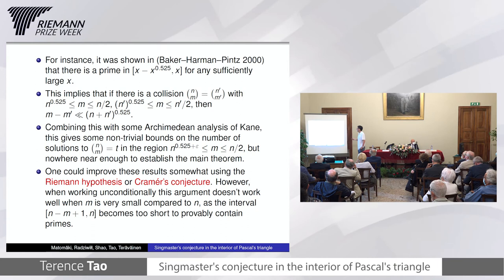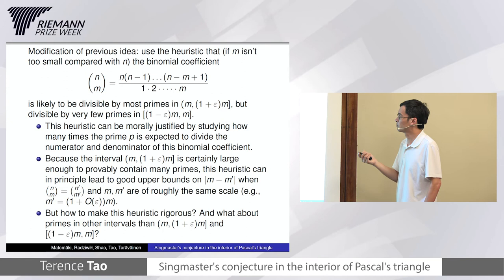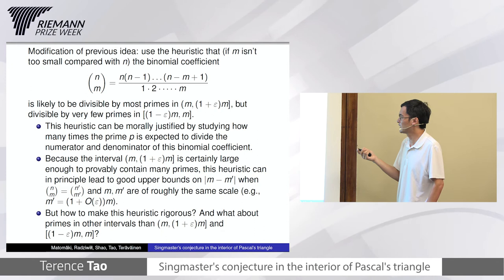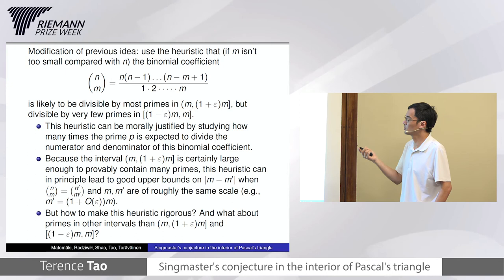But we can refine the analysis that we did before. So going back to this factorization, I told you that this binomial coefficient is divisible by all the primes between n minus m and n. But there are also other things you can say about this prime factorization. Like, if you take a prime which is just a little bit bigger than m, so between m and, say, 1.1m, then we can say that such a prime will almost always divide this binomial coefficient.